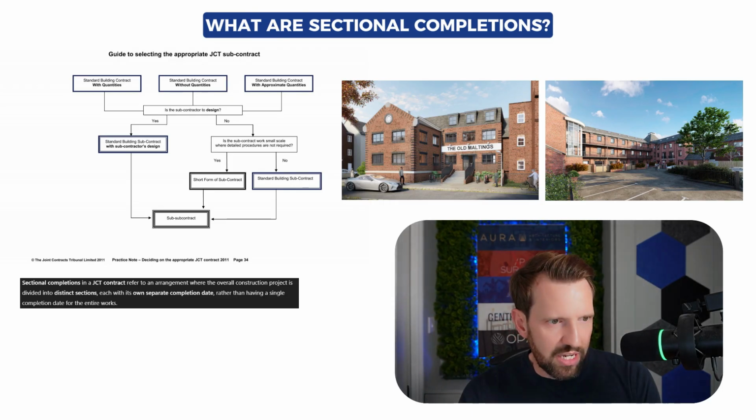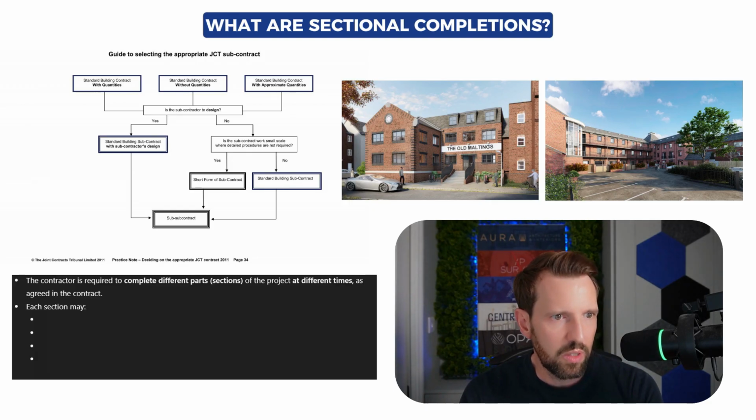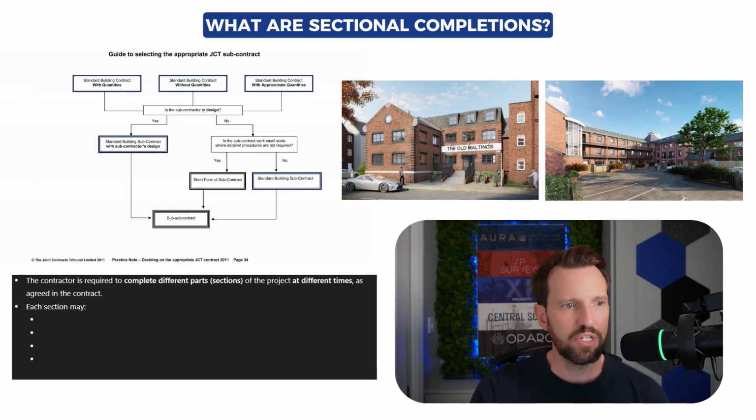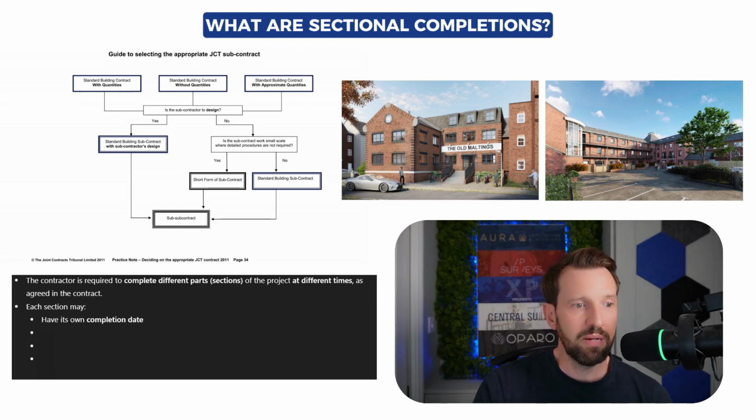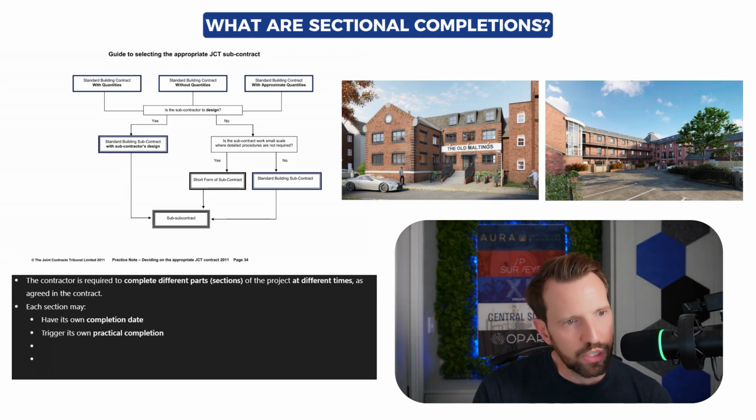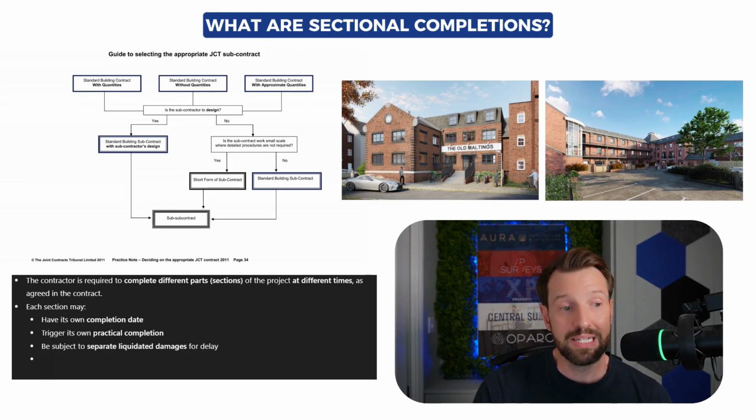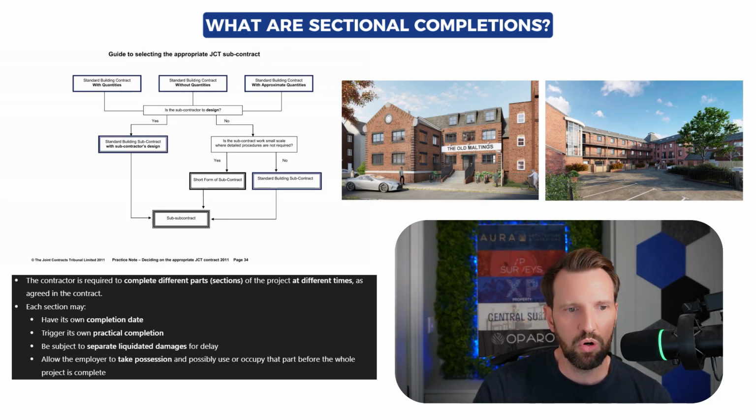Got some ChatGPT blurb that it spits out. It says the contractor is required to complete different parts of the project at different times. Each section may have its own completion date, trigger its own practical completion, be subject to separate liquidated damages for any delays, and allow the employer to take possession and possibly use or occupy part of the building before the whole of the project is complete.